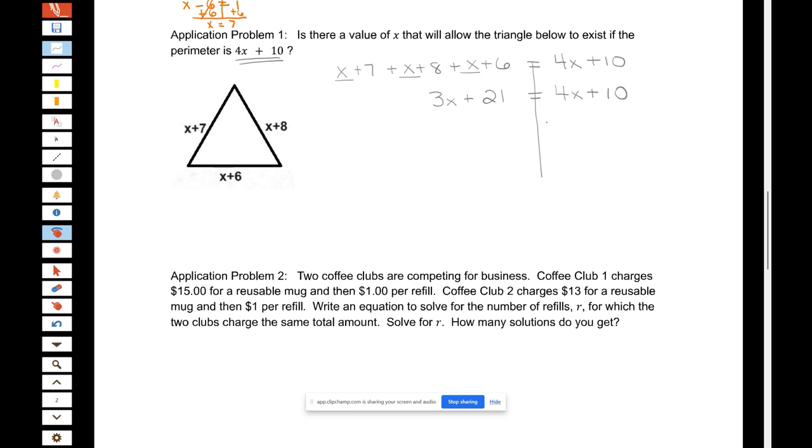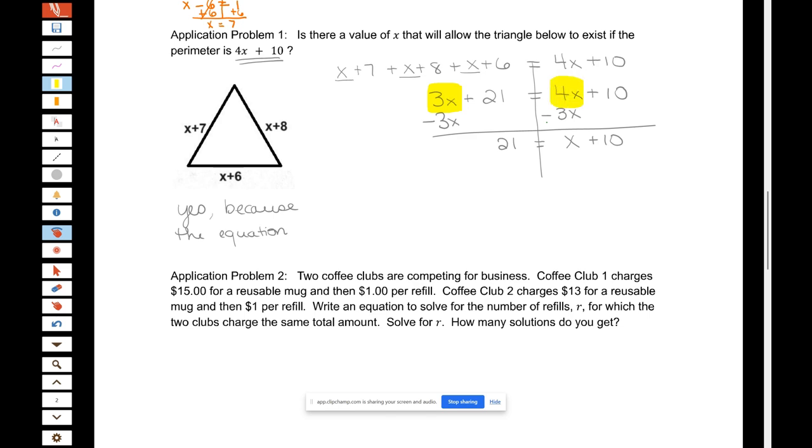So the way the problem is worded, we can answer right now. Is there a value of x that will allow the triangle to exist? And we can say yes, because the equation, well, let's look at what's going to happen. If I subtract my 3x on both sides, I am definitely going to have some x's left. Oh, sorry, equals 21.